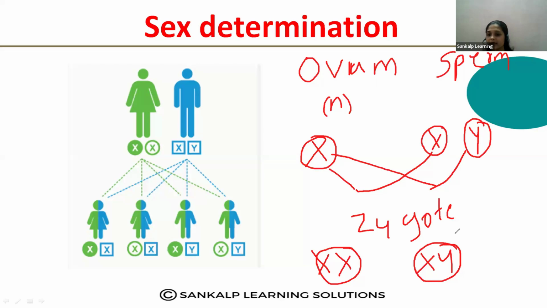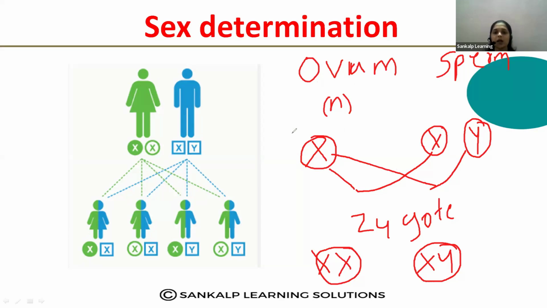So if the zygote contains the XY chromosome, what happens when the zygote develops? Will it be a male baby or a female baby? XY chromosome means male or female? Yes, write down your XY is male. Yes, Padmavati, your answer is right. XY means that it will develop into a male baby. Yes, many students are writing the correct answer in the chat box. Correct answer, that is the male baby.